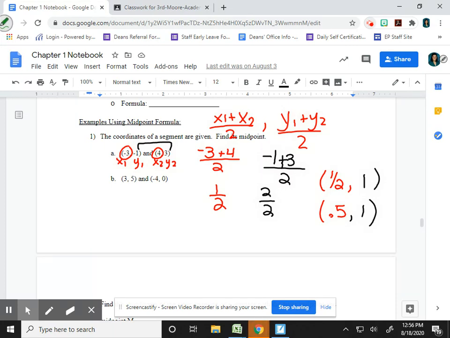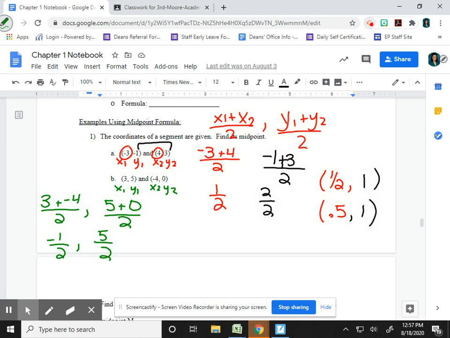Okay, so the same thing on letter B. x1, y1, x2, y2. So my x's are going to be 3 plus negative 4 divided by 2. And my y's are going to be 5 plus 0 divided by 2. So 3 minus negative 4 is negative 1/2, and 5 halves.